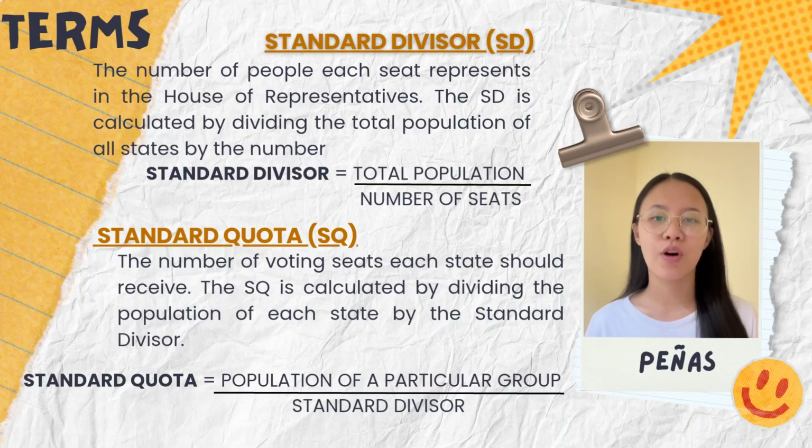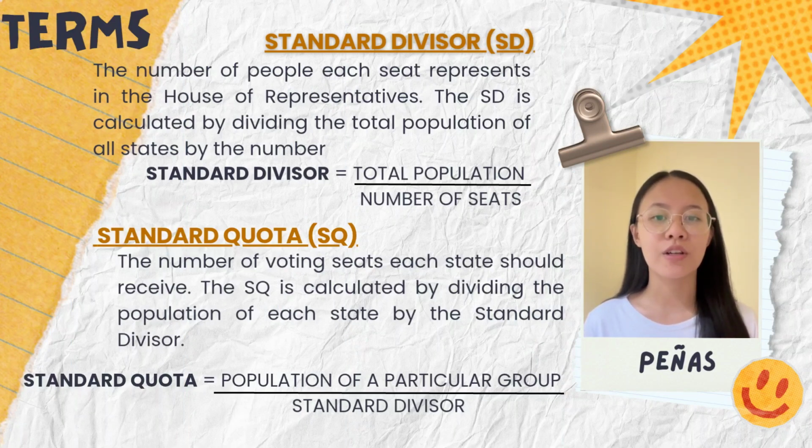So now let's move on to the terminologies. Alexander Hamilton developed terms and formulas used to calculate. These terms are standard divisor or SD, standard quota or SQ, and lower quota or LQ. Let's tackle first the SD, or standard divisor.